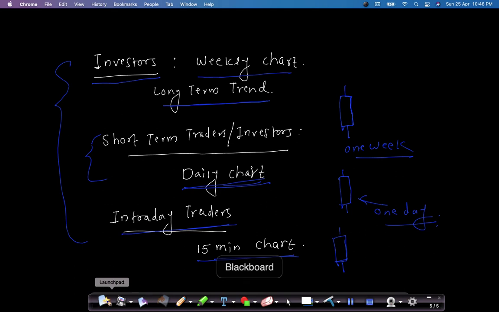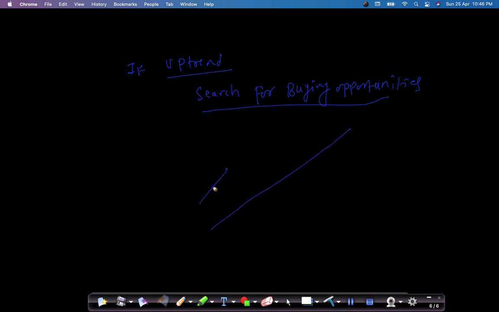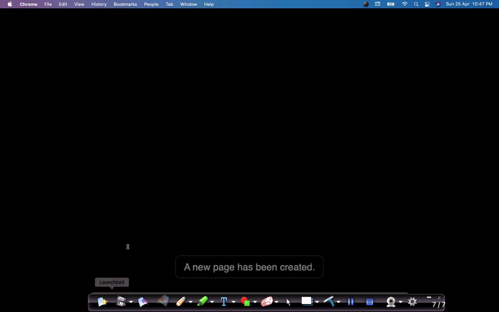So the bottom line is, let me take the uptrend first. If uptrend, search for buying opportunities. And how do you do that? Normally we draw a trend line, and if the price is moving like this, we try to buy here. We try to buy at the support, so that we get the best price. So when the market is in the uptrend, we do that.